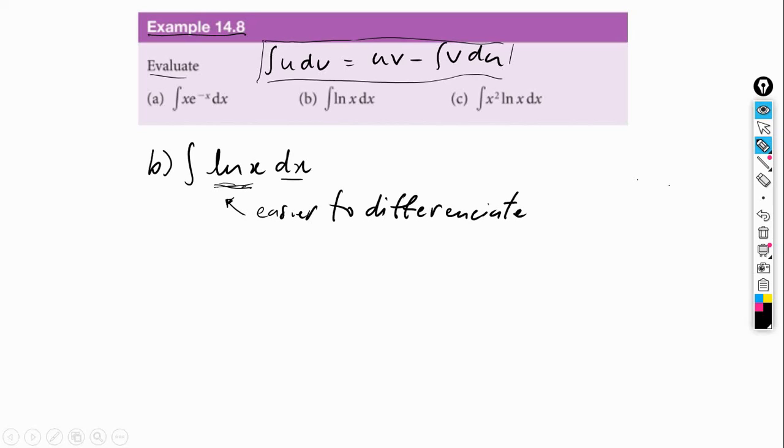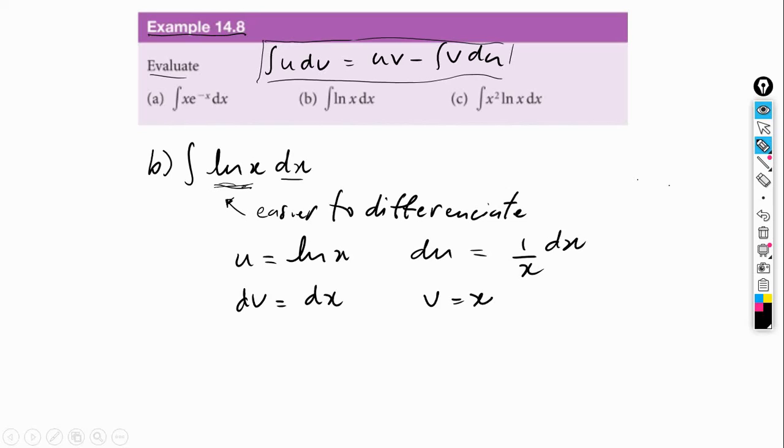Okay, so let's go with u is equal to natural logarithm of x. Therefore, du would be 1 over x dx. And then we can say that derivative of v is dx. Therefore, v is simply going to be x. And now we're ready to plug everything in.